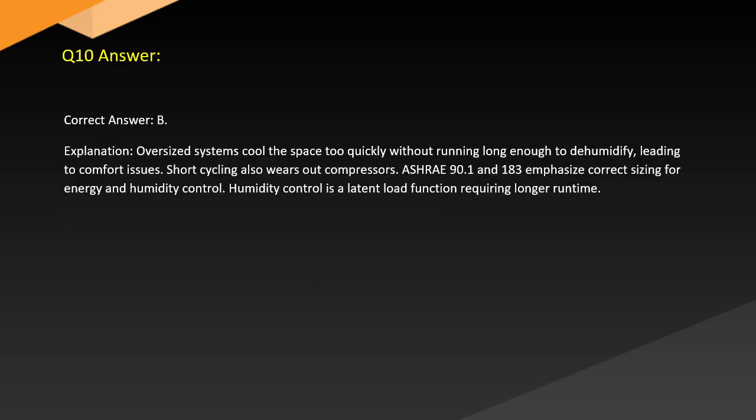Answer. Correct answer: B. Explanation. Oversized systems cool the space too quickly without running long enough to dehumidify, leading to comfort issues. Short cycling also wears out compressors. ASHRAE 90.1 and 183 emphasize correct sizing for energy and humidity control. Humidity control is a latent load function requiring longer runtime.